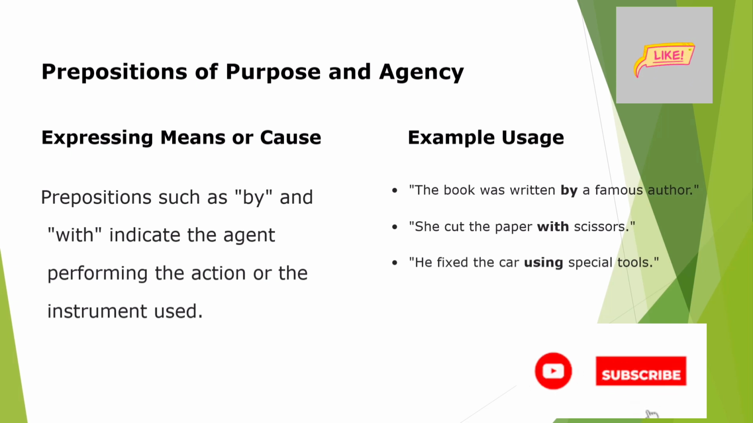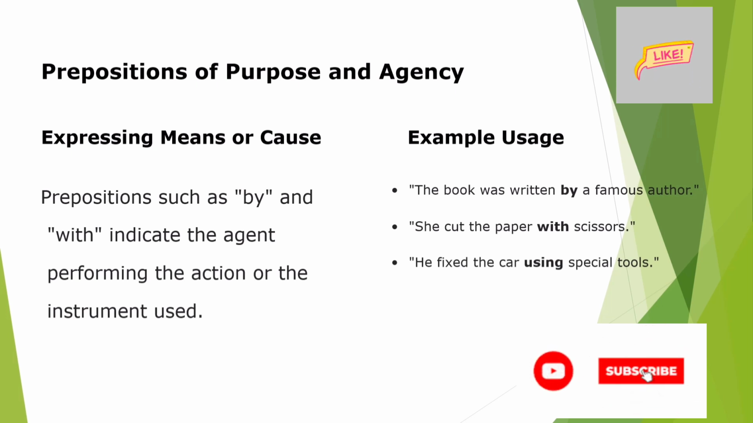Let's clearly organize and explain prepositions of purpose and agency for your students in a friendly, detailed, and easy to understand way. Number 1, prepositions of purpose and agency. What are these? Prepositions of purpose and agency are words that show how something happens, who performs an action, or the instrument or tool used to do it. Types of prepositions in this category. Number 1, expressing the agent. Who does the action? We use by to show who or what performs an action, especially in passive sentences.